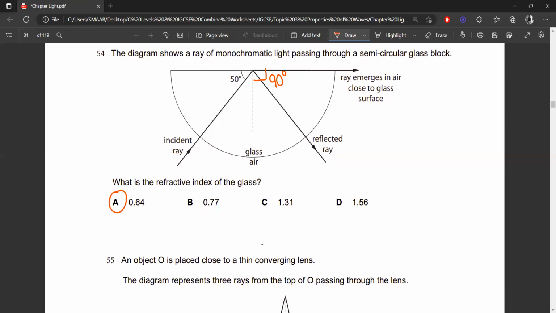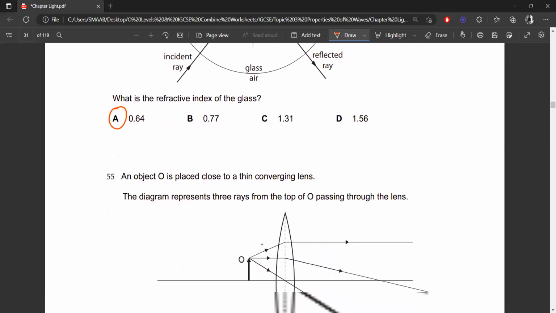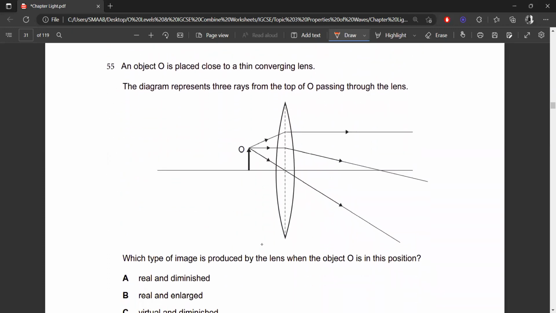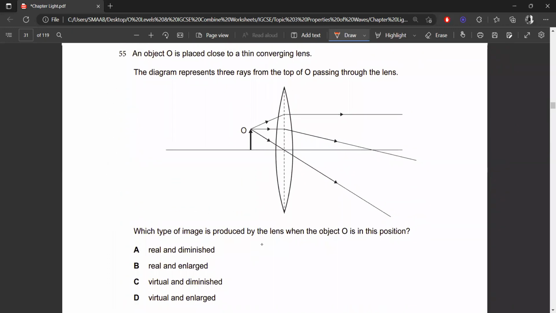But it is passing from air to glass. There is some mistake in the diagram, because light is passing from air to glass and it is reflecting and refracting. In total internal reflection, light will always pass from dense to rare medium. So maybe there is a mistake in the diagram or in the question, because the orientation is not correct.